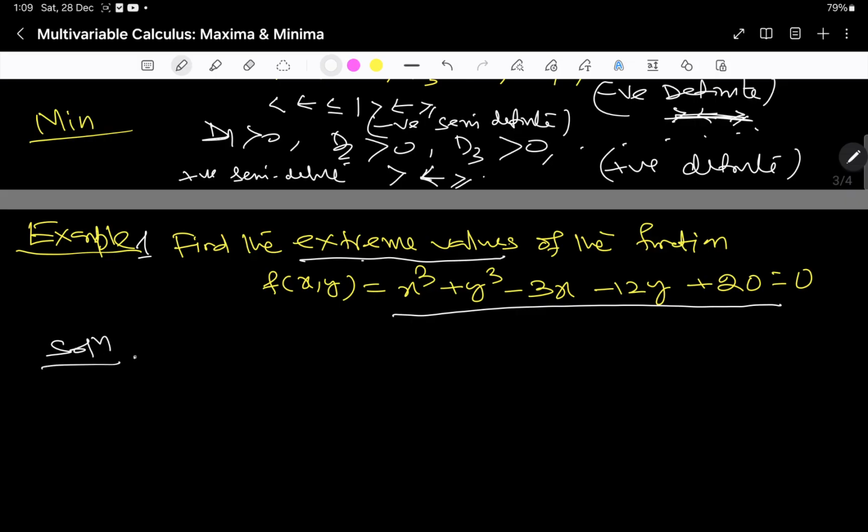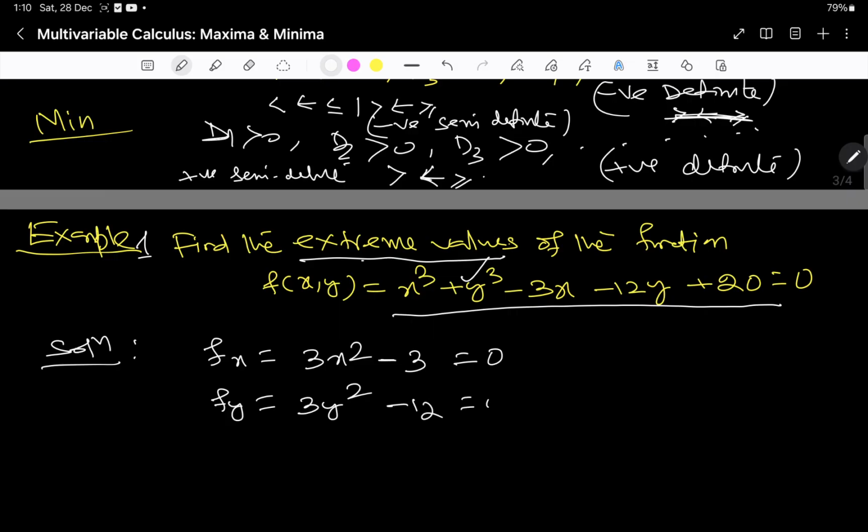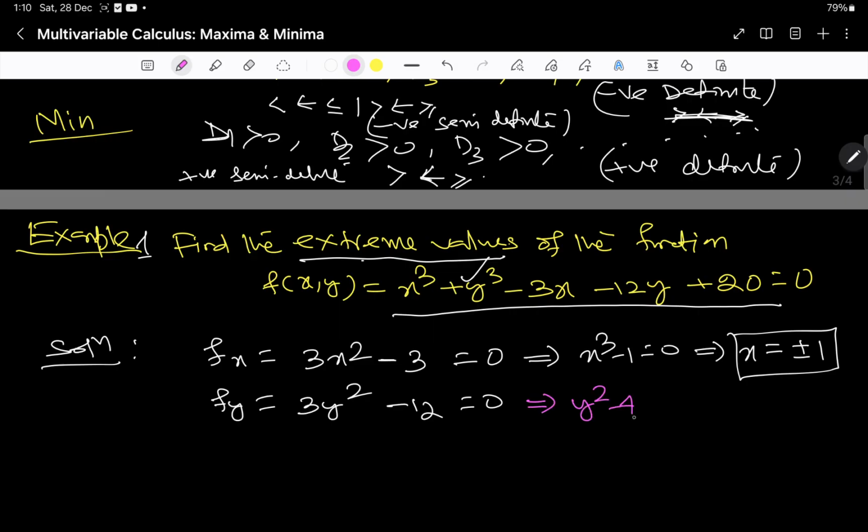Coming to the solution, we first consider the first derivative. What is fx? fx is 3x square minus 3, equal to 0. And fy, we differentiate with respect to y, it is 3y square minus 12 equal to 0. If we solve it, x square minus 1 equal to 0 implies x is equal to plus and minus 1. And y square minus 4 equal to 0 implies y is equal to plus and minus 2.